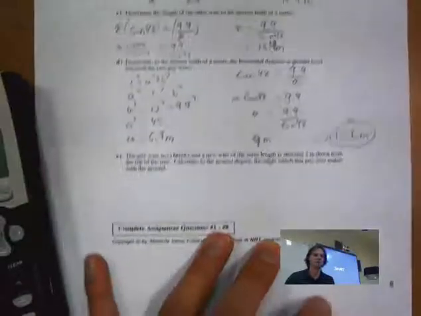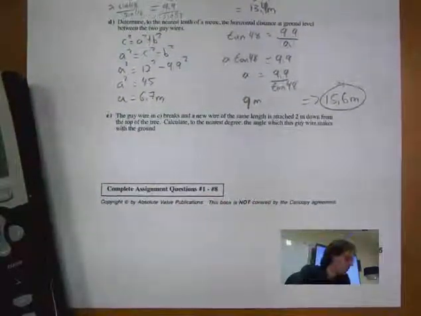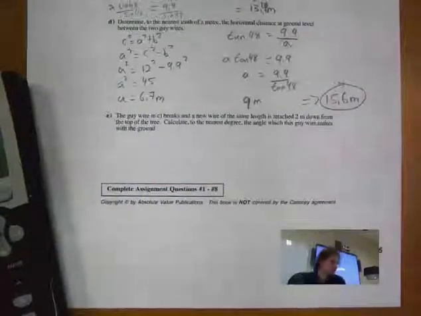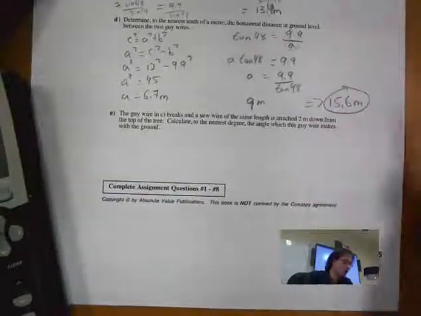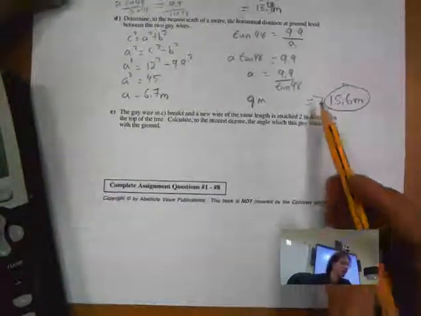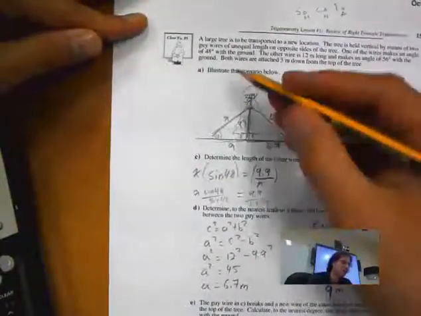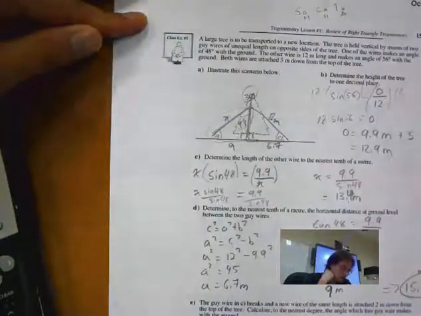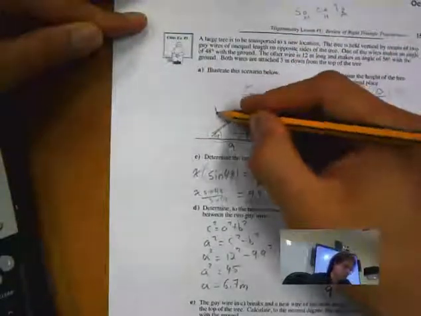Next one is E. Okay, it says, the guy wire in C breaks. A new wire the same length is attached 2 meters down from the top of the tree. Calculate to the nearest degree the angle which this wire makes. Okay, so it's 2 meters down from the top of the tree. This wire breaks, so now it's 2 meters down from the top of the tree. It's still the same length of the guide wire in C, so it's still 13.4 meters.